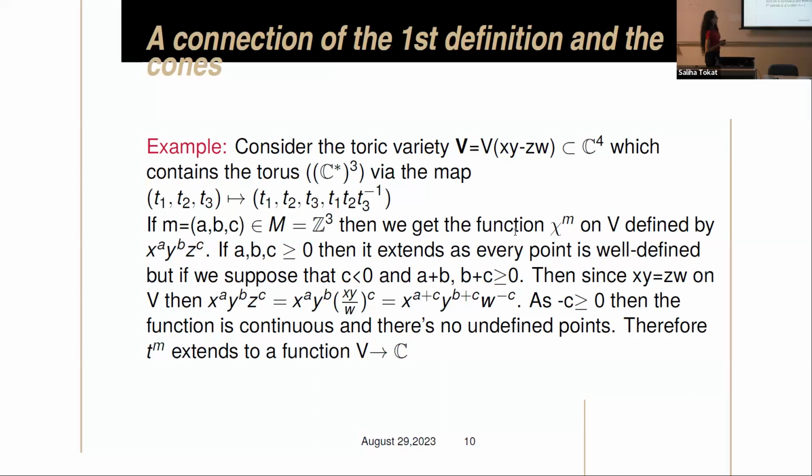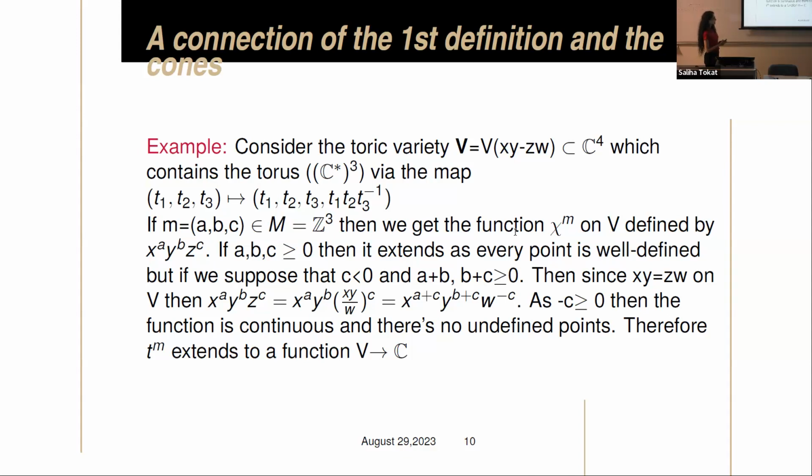We have an M and an M, ABC, which is isomorphic. Then we get the function psi_M on V, defined by (x^i, y^j, x^a y^b, z^c). If all of them are positive, then it extends, as every point is well defined, the function is continuous, everything is good, so it extends.